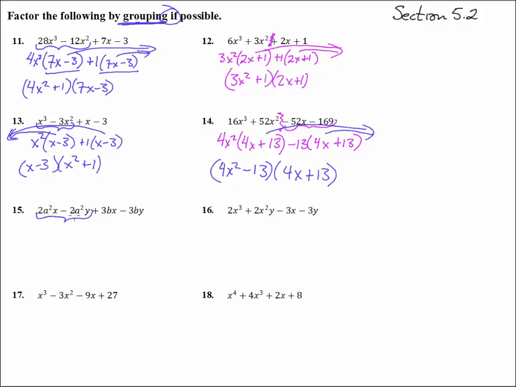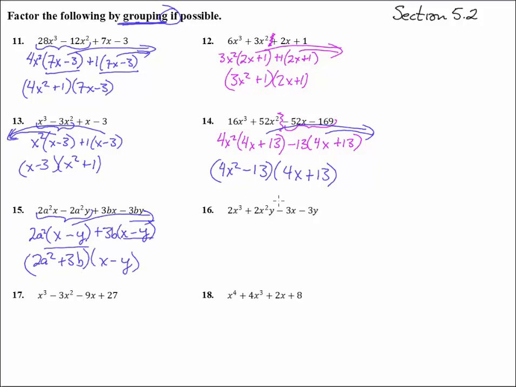Out of these front two, we can pull a 2a squared. That's in both of them. And then we're left with the x minus the y. And then here we're going to pull out a plus 3b, it looks like. And we get x minus y. And so now we have the x minus y in both places. Let's pull it out. Let's go that way. 2a squared plus 3b times x minus y.